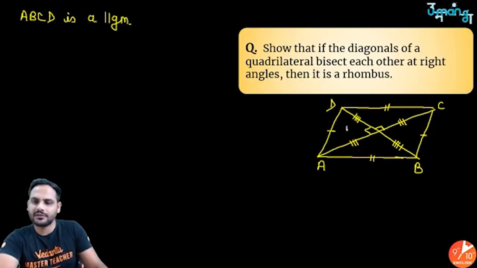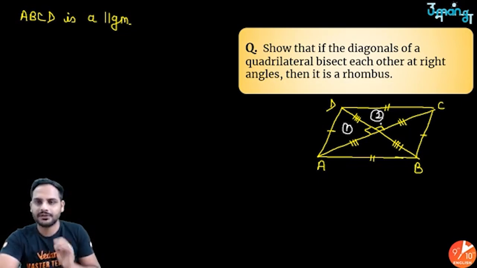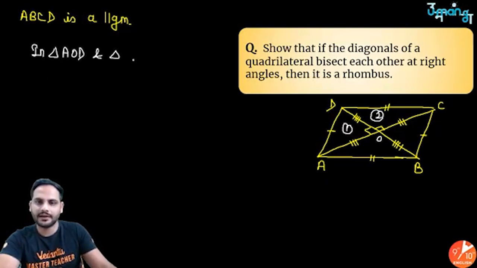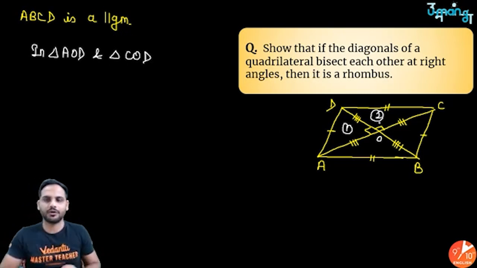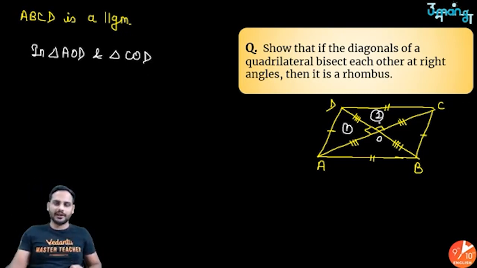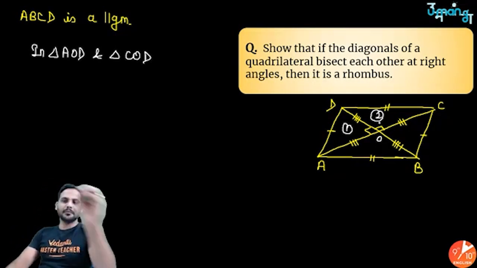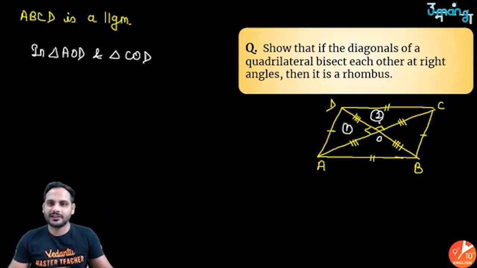Suppose if I take this triangle and this triangle, triangle one and triangle two. So I will say this is point O. So let us say in triangle AOD and triangle COD. Look, why am I taking these two triangles? Because if I can prove these two triangles congruent, one thing I will get is that AD and CD I can say equal.